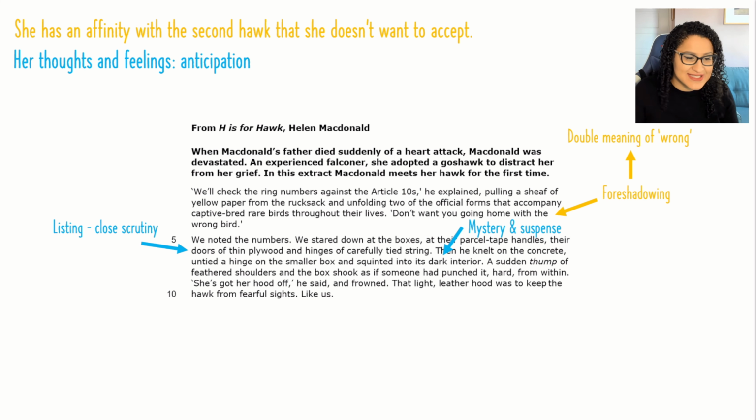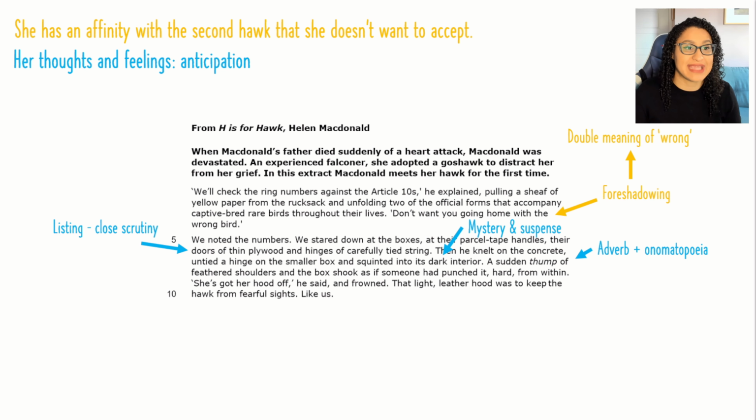And the hint that we are getting is that it has a lot of power. Look at that analogy. The box shook as if someone had punched it hard from within. So that analogy there, that force connoted by punching something, is like the power and force of our bird. So we're already getting those little clues of what the bird is like, and that's building that anticipation of Helen Macdonald and also us as the reader.